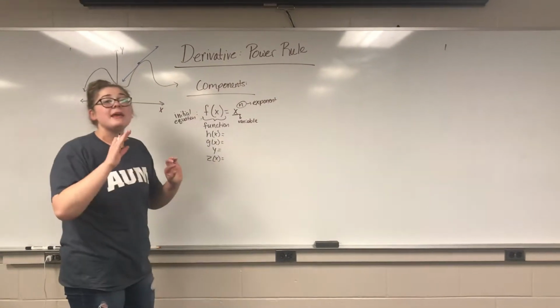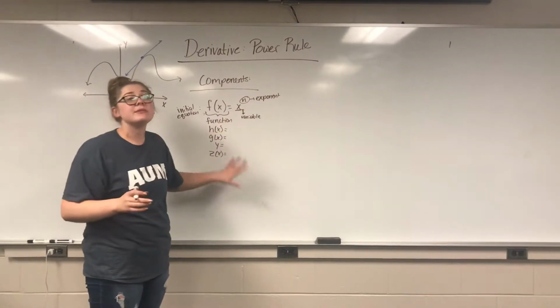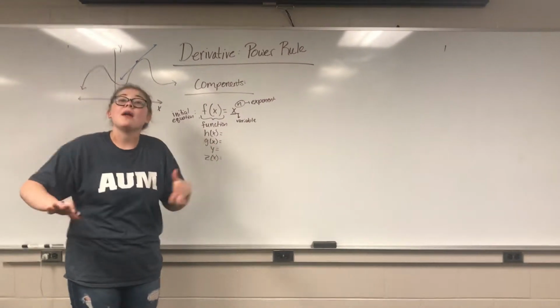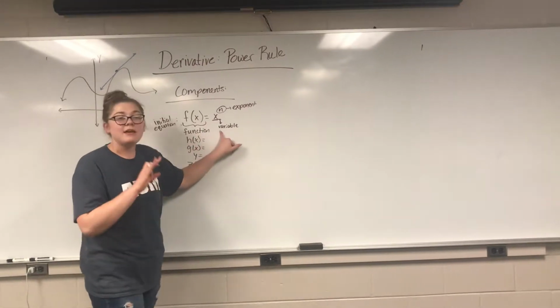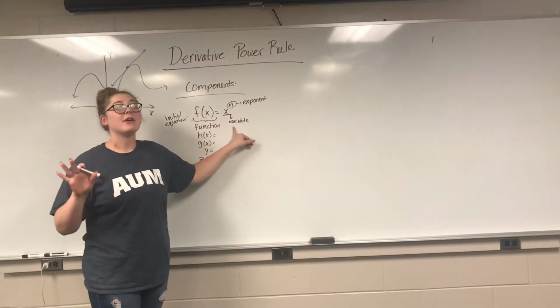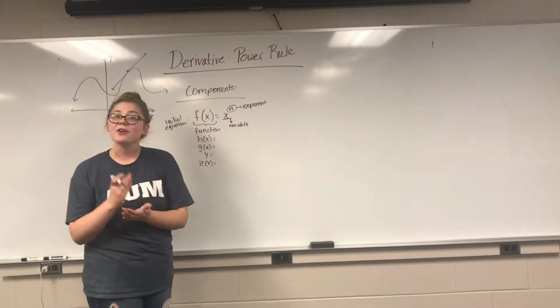Your exponent can be any number. It can be 3, 2, 17, 1001. It does not matter what your exponent is. It's any number. Your variable can be any letter, A through Z. It does not matter. It's just a variable. So when you see a letter, don't get scared.